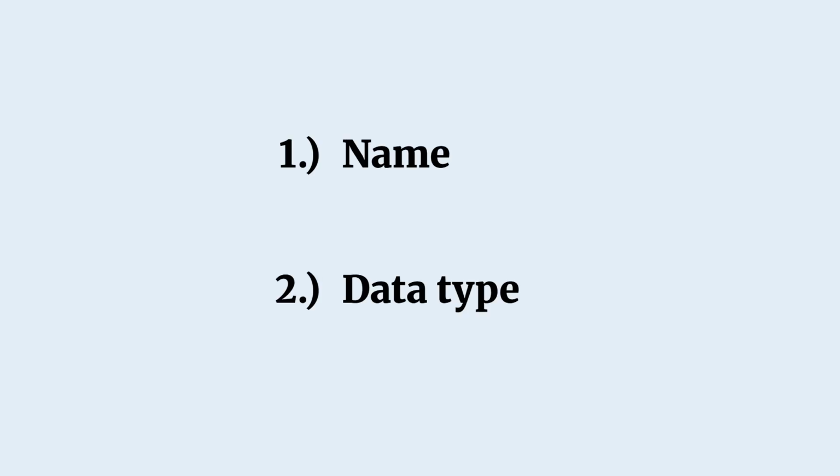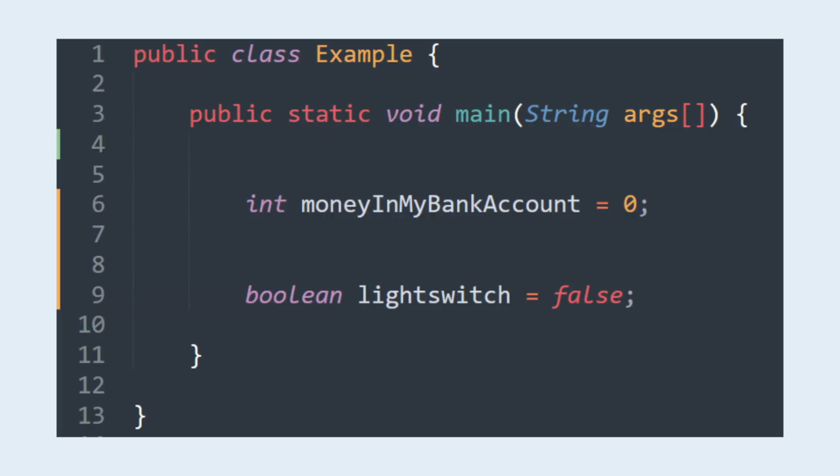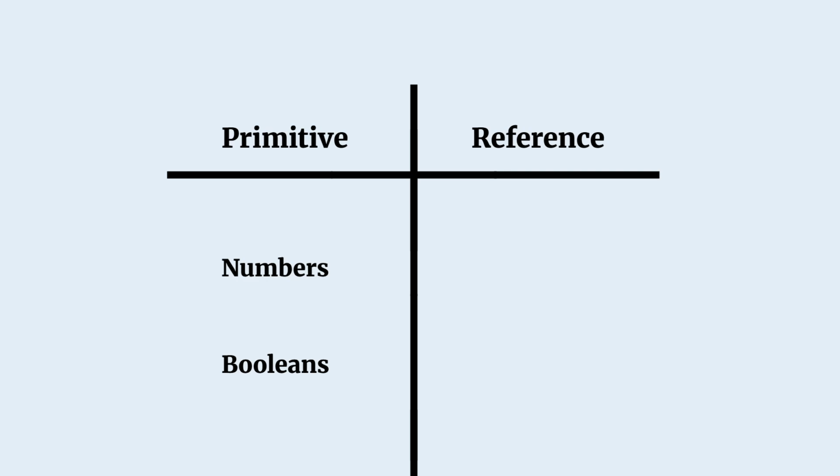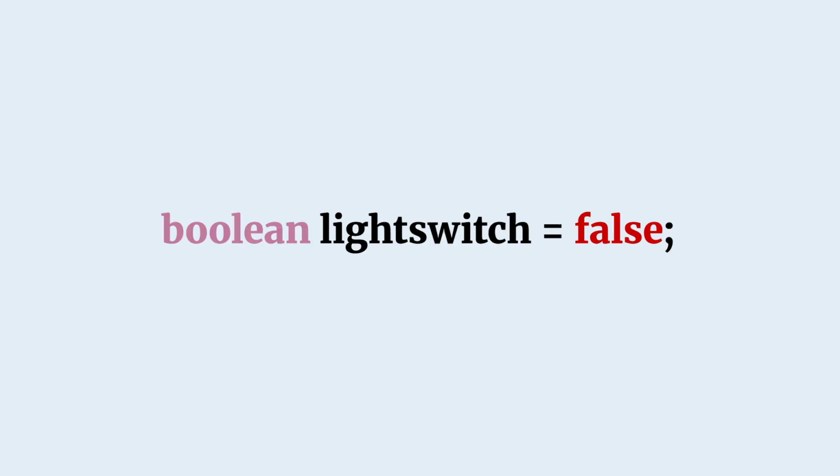We apply the same logic to computer science, but instead a variable can hold the value of any data type. In Java, when we declare a variable, we must give it two things, a name and an associated data type. So, we can have an int variable named money in my bank account, or we can have a Boolean variable called light switch. Another important thing to understand is the difference between how primitive and reference values are contained in a variable. For example, if you remember from earlier, a Boolean is a primitive data type. So, our light switch variable literally holds the value of false.